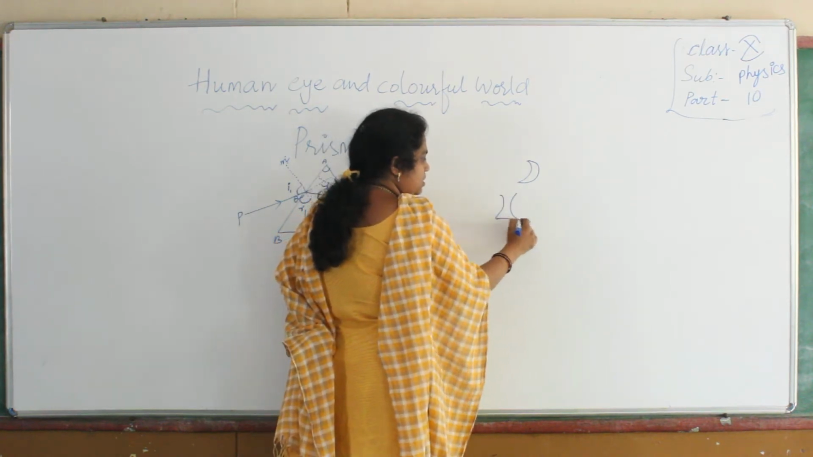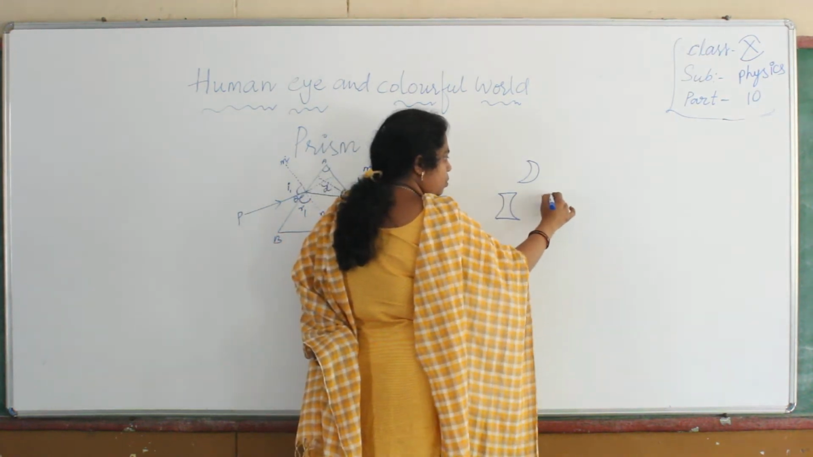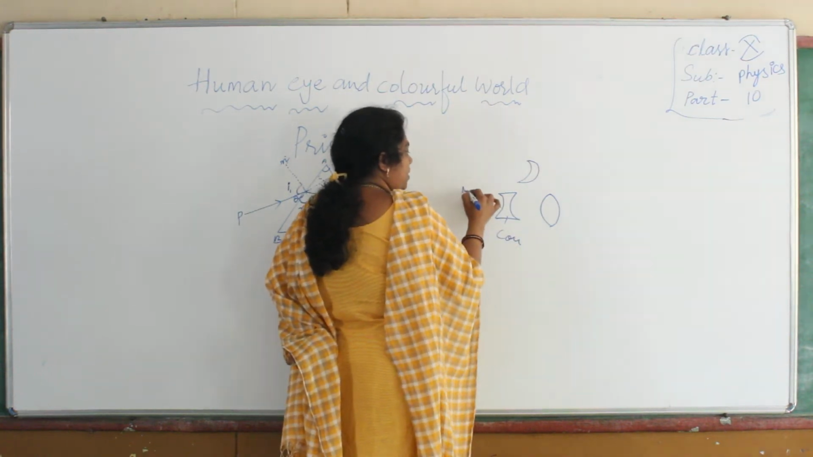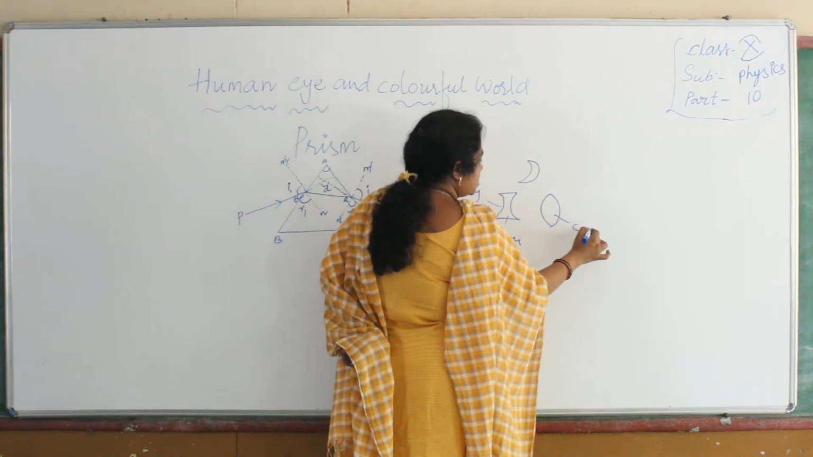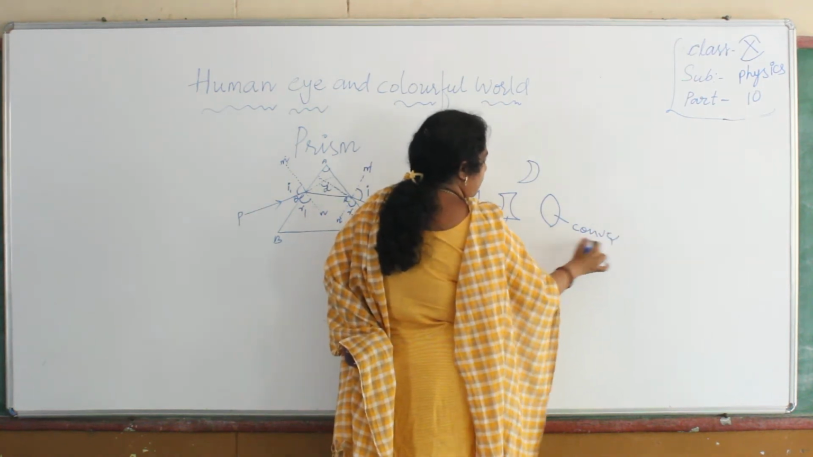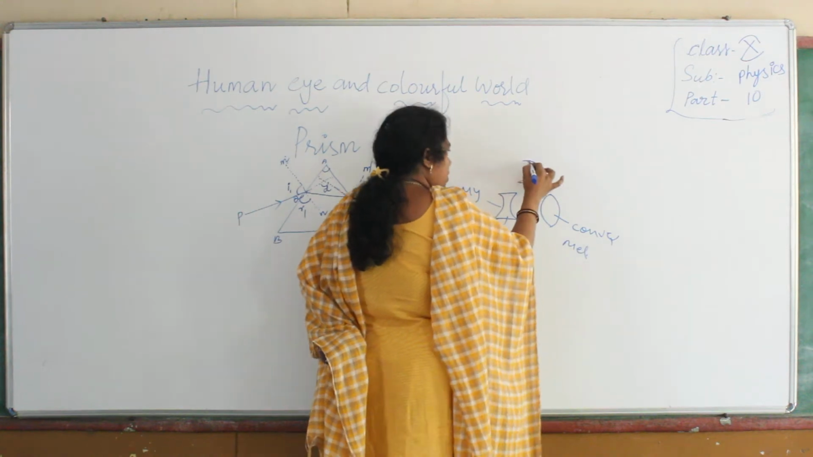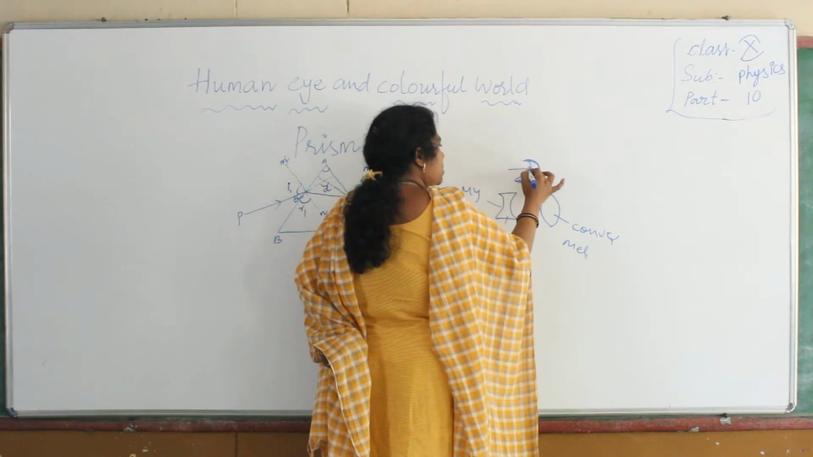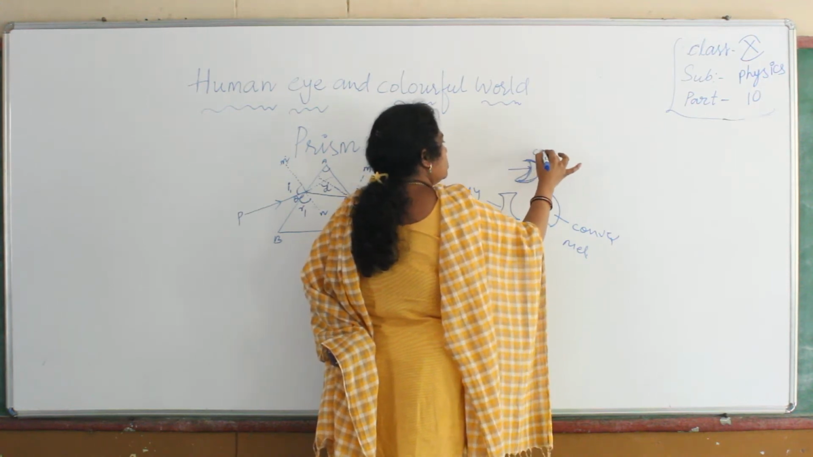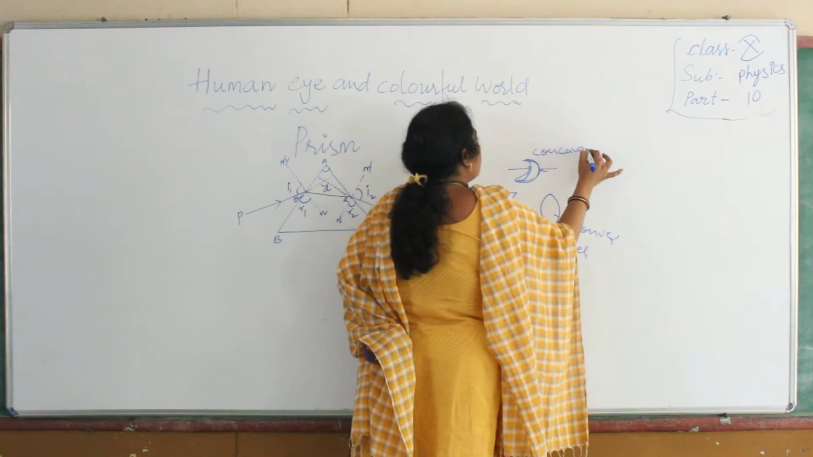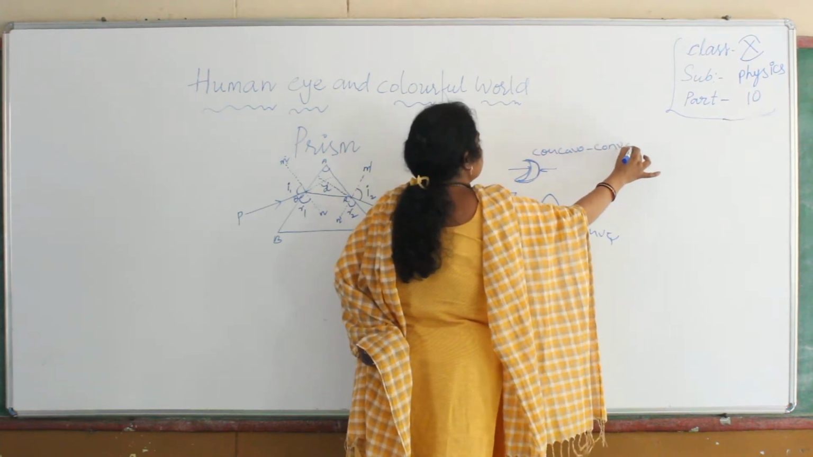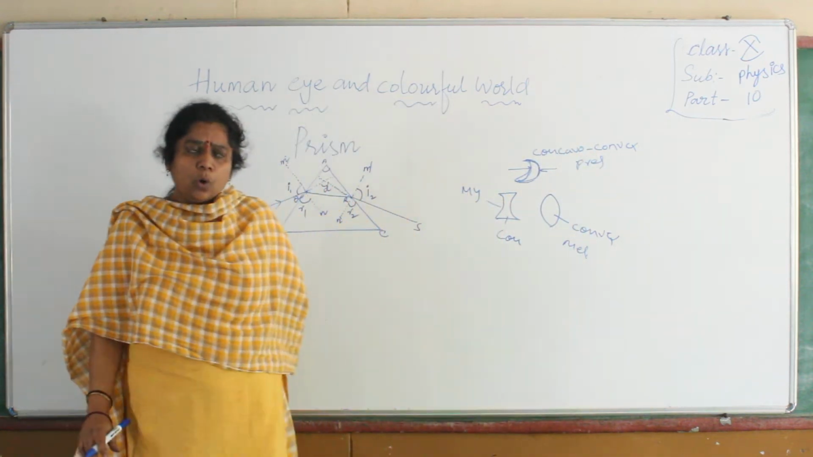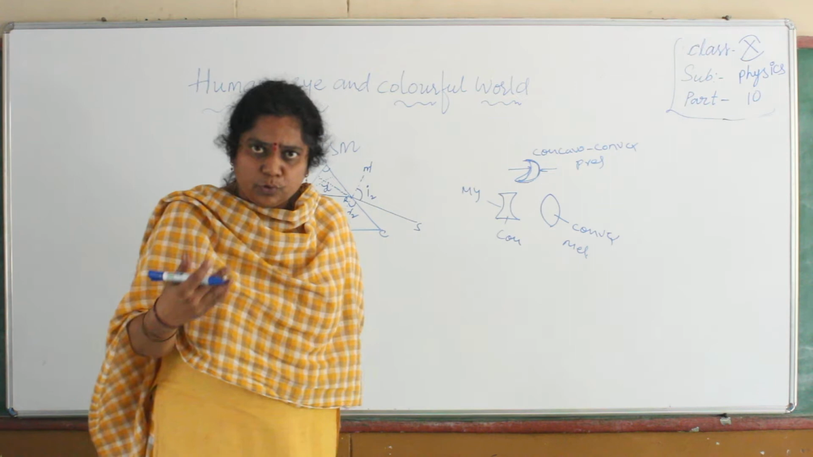Biconcave means both side depression. Biconvex means both side elevation. This is concave for myopia patient. This is convex for hypermetropia patient, and this is one side concave and the other side convex. So depression here, elevation here. So it is a concavo-convex surface. This is for presbyopia patient. Okay, children? So these are the corrections we have to give.